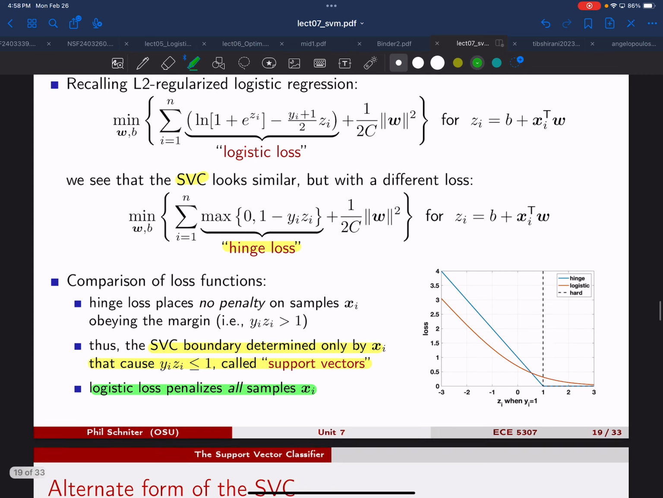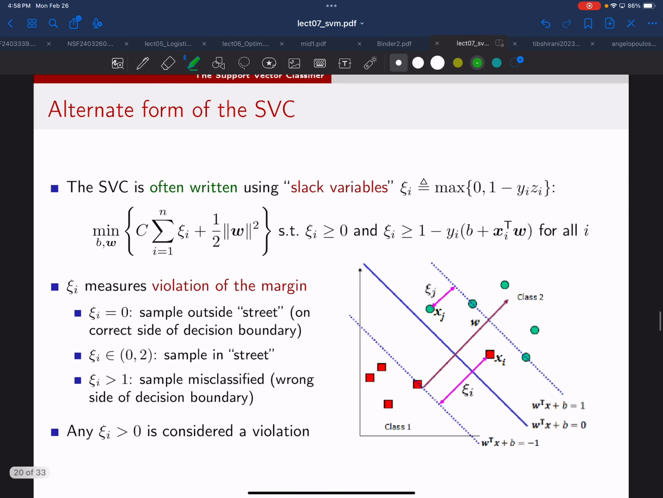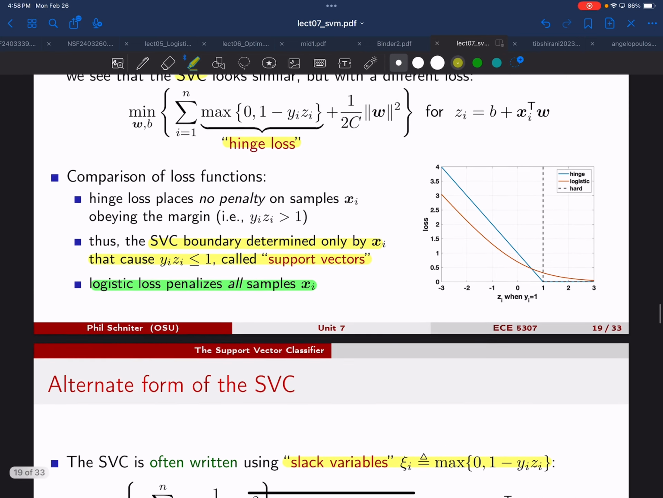Okay, great. Now, if you look at the Wikipedia page, I'm pretty sure that that's where this link is going. You'll see the SVC written in a way that you might not recognize. So I want to just have a slide interpreting it. There's another way to write it, using something called slack variables. It's really a pretty minor change from how we wrote it before.